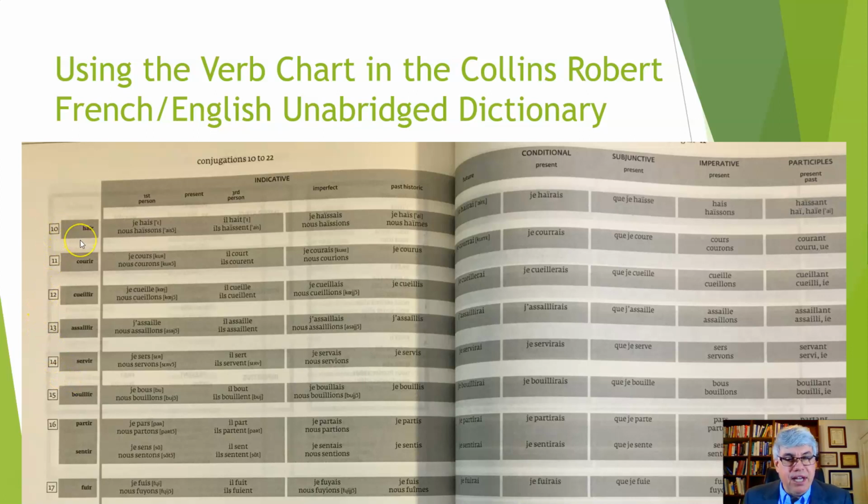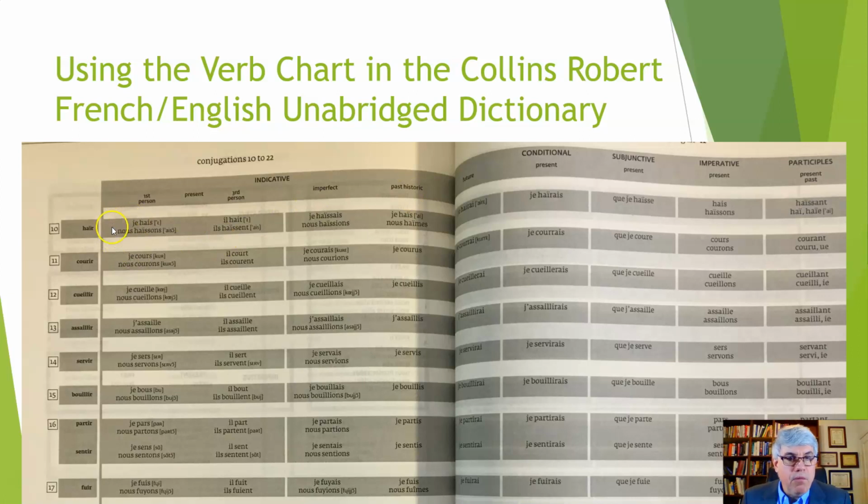I don't know if there are any other verbs like haïr that are verb type 10, but there might be. The way verb type 10 works is that this first set of columns is the indicative, and this first section going from here to here is the present, and then you've got the imperfect indicative and the past historic indicative, what we call the passé simple.